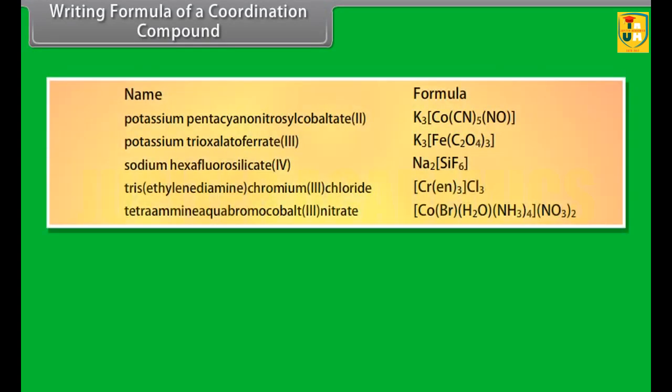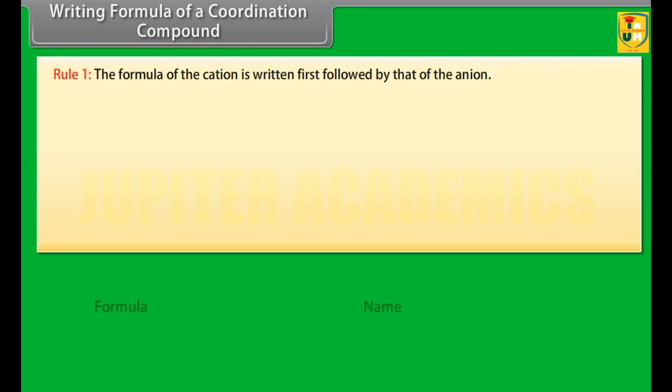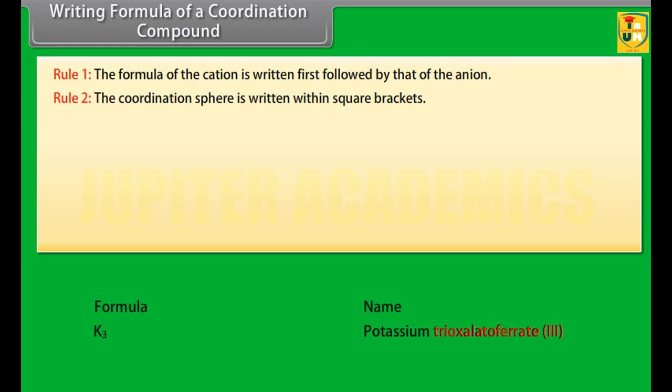Writing formula of a coordination compound. When the name of a coordination compound is given, then some rules are to be followed for writing its formula. Rule 1. The formula of the cation is written first, followed by that of the anion. Rule 2. The coordination sphere is written within square brackets.